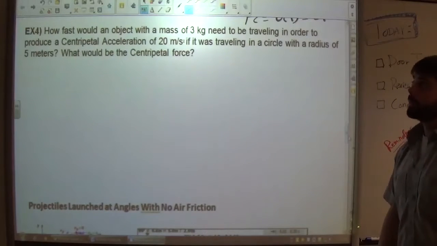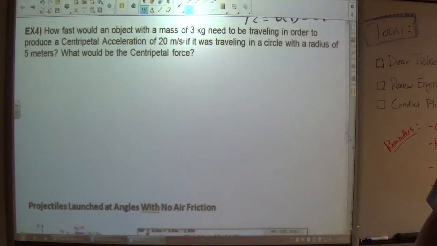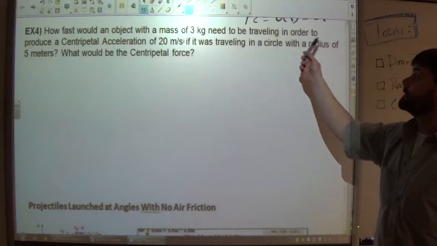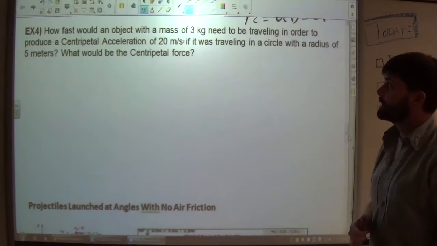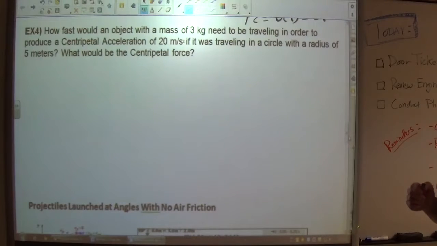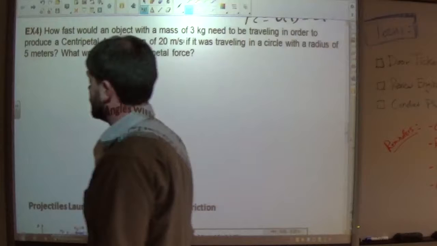In example number 4, we're trying to figure out how fast an object with a mass of 3 kilograms would need to be traveling in order to produce a centripetal acceleration of 20 meters per second squared if it was traveling in a circle with a radius of 5 meters. What would be the centripetal force?